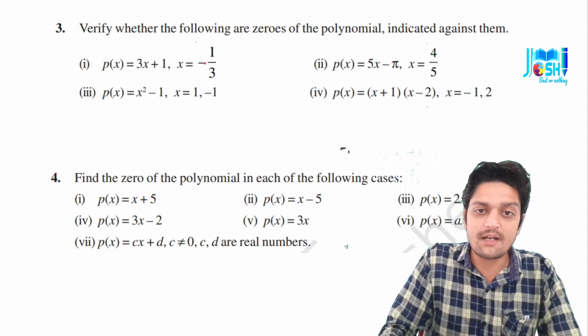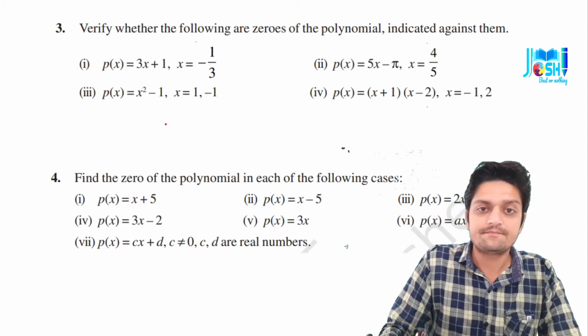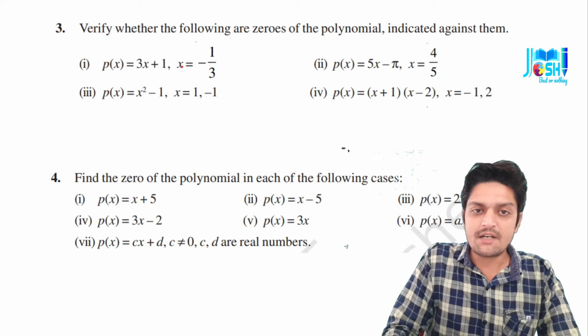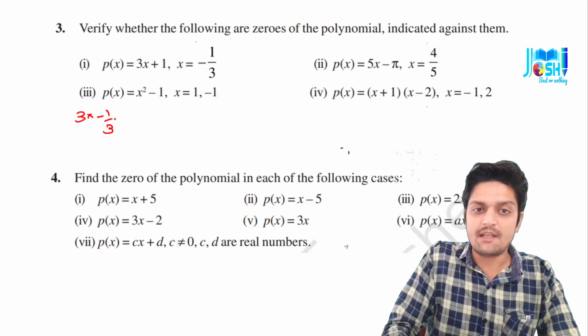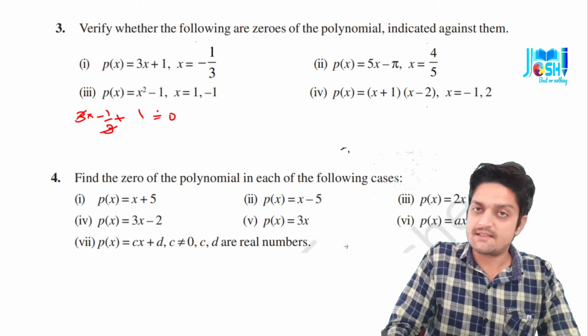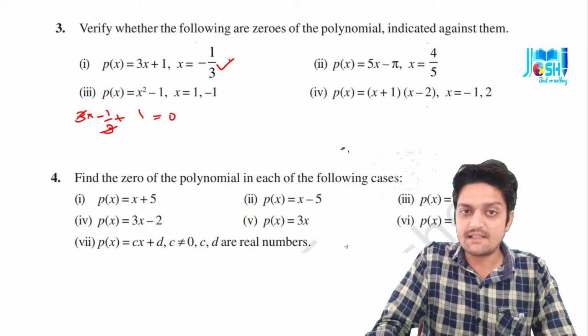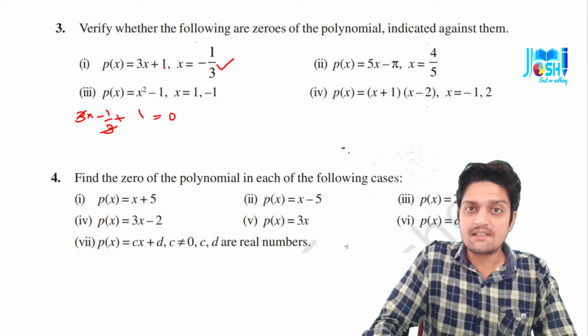So for example, let me do the first question. Instead of x, now I have to put minus 1 by 3. So 3 into minus 1 by 3 plus 1. Okay, 3 and 3 will cut, minus 1 plus 1 is 0. Yes, the answer I got is 0. So this is the 0 of the given polynomial.